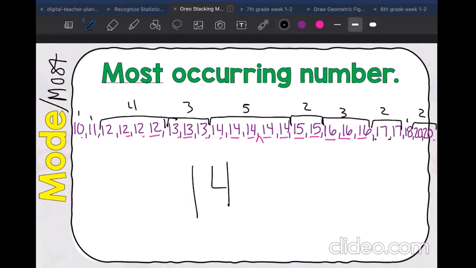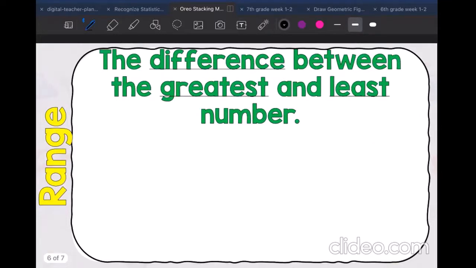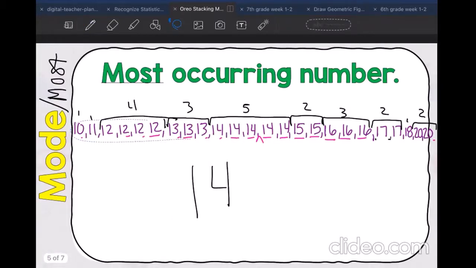Okay, range. Range is the difference between the greatest number or your biggest number and the least number. Range, the difference between the greatest number and the least number. So greatest minus least.